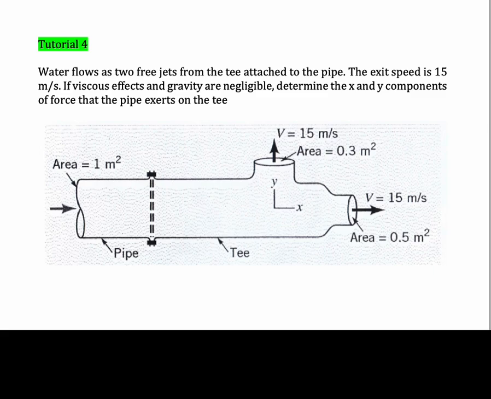Number 4, water flows as two free jets from the T attached to the pipe. The exit speed is 15 meters per second. If viscous effect and gravity are negligible, determine the x and y component of force that the pipe exerts on the T. So here in this situation, you need to understand what the viscous effect is.